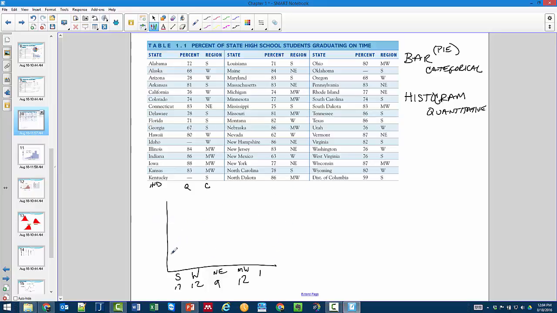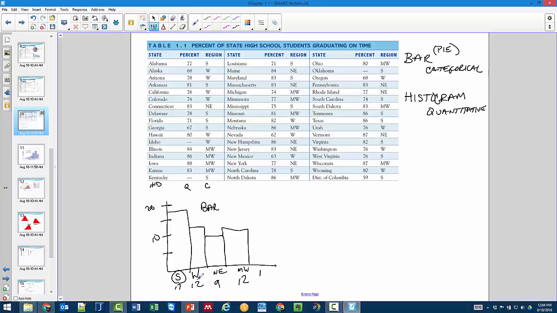So making this is very simple. Here's 5, 10, 15, 20. I have 17 in the South. I've got 12 in the West. The Northeast has 9. The Midwest has 12. So here is a bar graph.